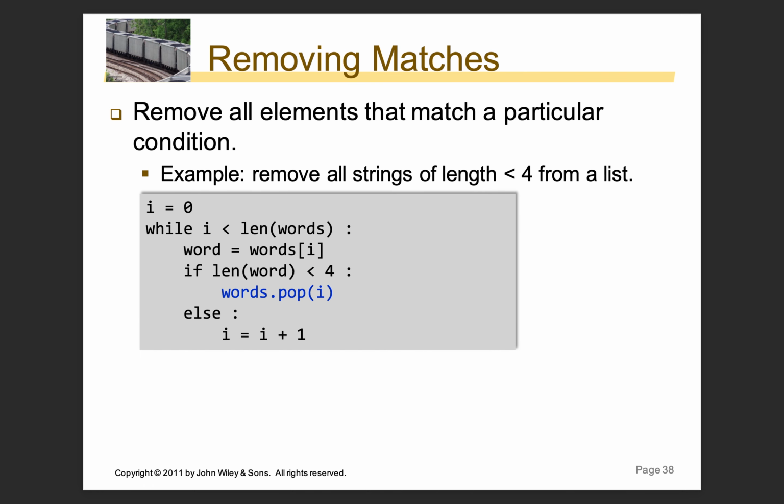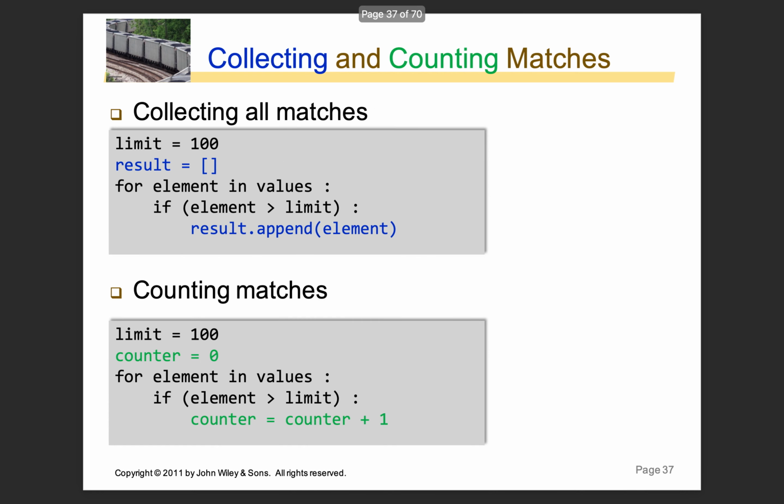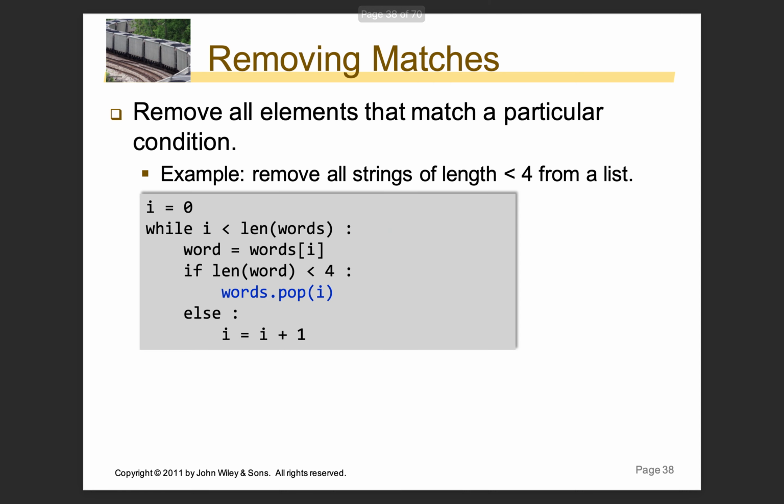Okay. Sometimes you might want to remove elements that match a particular condition. So this one, we're grabbing them and we're putting them into a new list. Maybe we want to take our initial list and remove them. So remove all strings of length less than 4 from a list. So i equals 0, while i is less than the length of words. So go through our list of words. Our current word that we're looking at is the index i of words, the ith element of the list words. If the length of that word is less than 4, remove the ith element from the list.